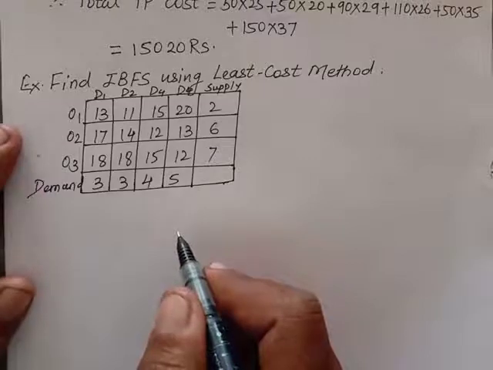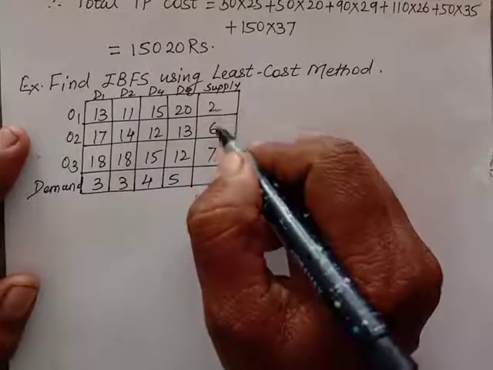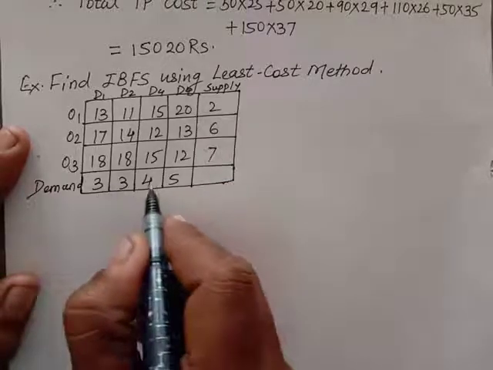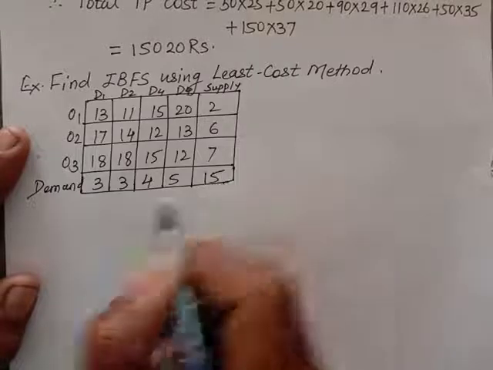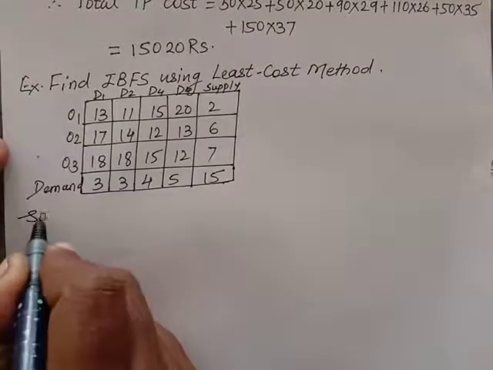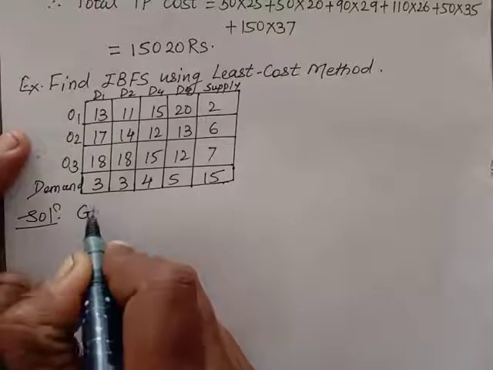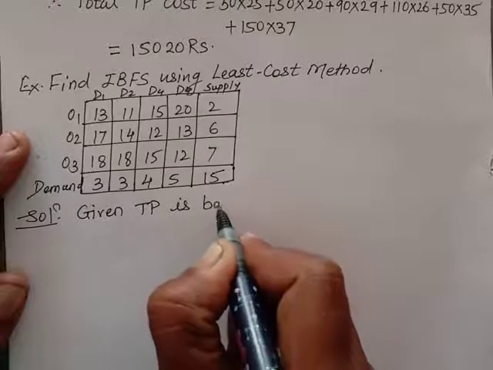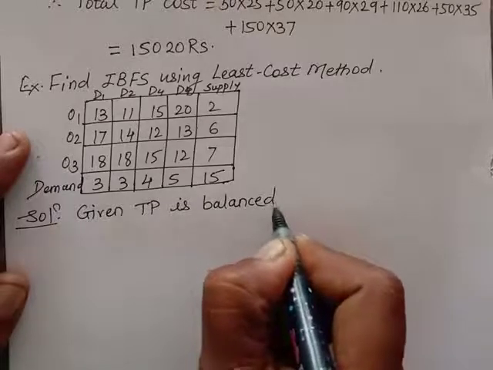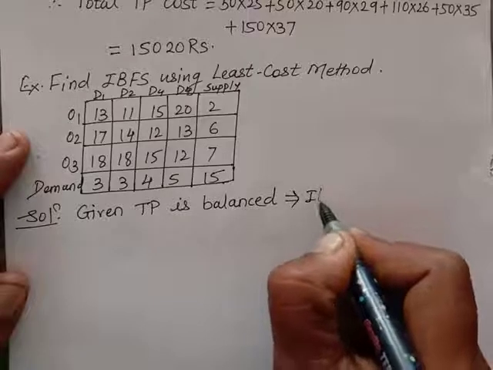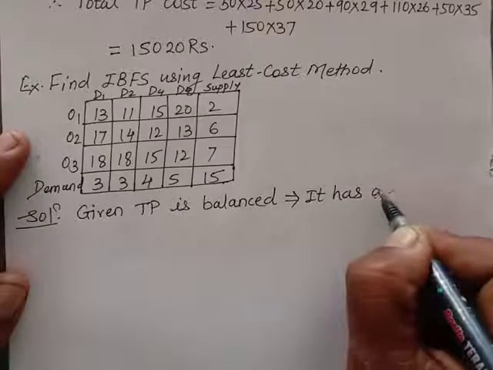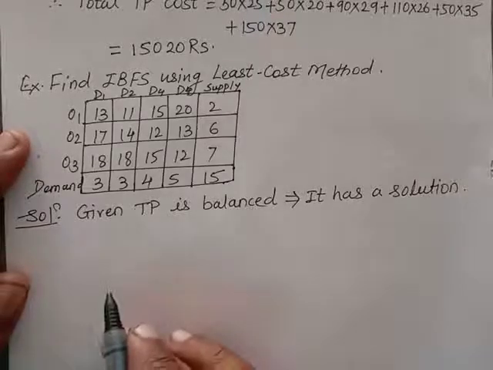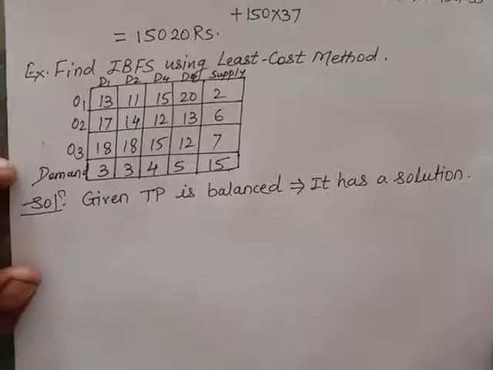Now what is the total? This is 8 plus 7, so that will be 15. Here this is 10 plus 5, it is also 15. So solution: given transportation problem is balanced, so it has a solution. It has a solution. So now what can we say further?